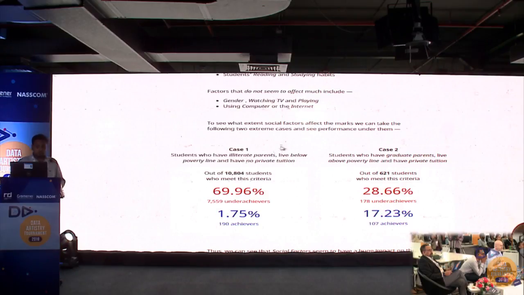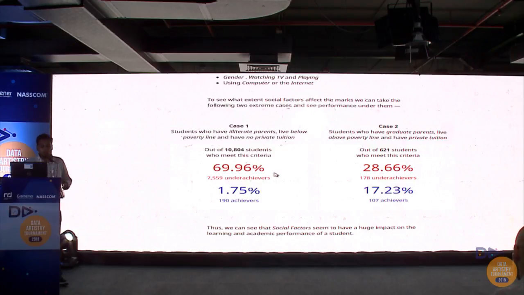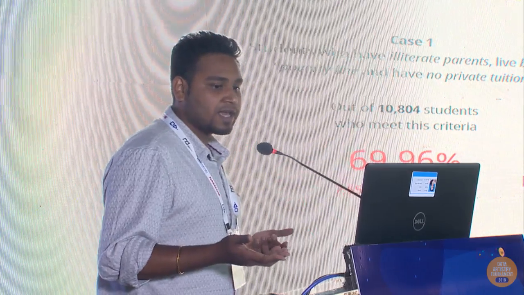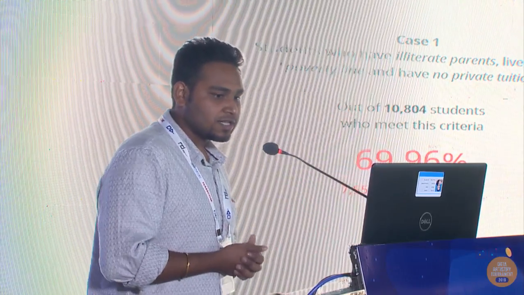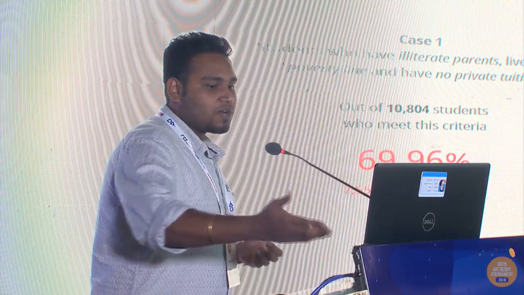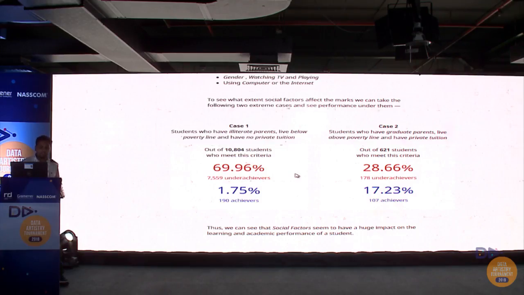So let's see to what extent these social factors affect the marks, with two simple cases. One where students have illiterate parents, live below the poverty line, and have no private tuition. There are around 11,000 such students, out of which 69.96% are underachievers, while only 1.75% are achievers. In case two, we have taken students who have graduate parents, live above the poverty line, and have access to private tuition. But sadly, there are only 621 such students. The number of underachievers in this is less than half of what we saw in case one, while the number of achievers is almost 10 times that of the other case.